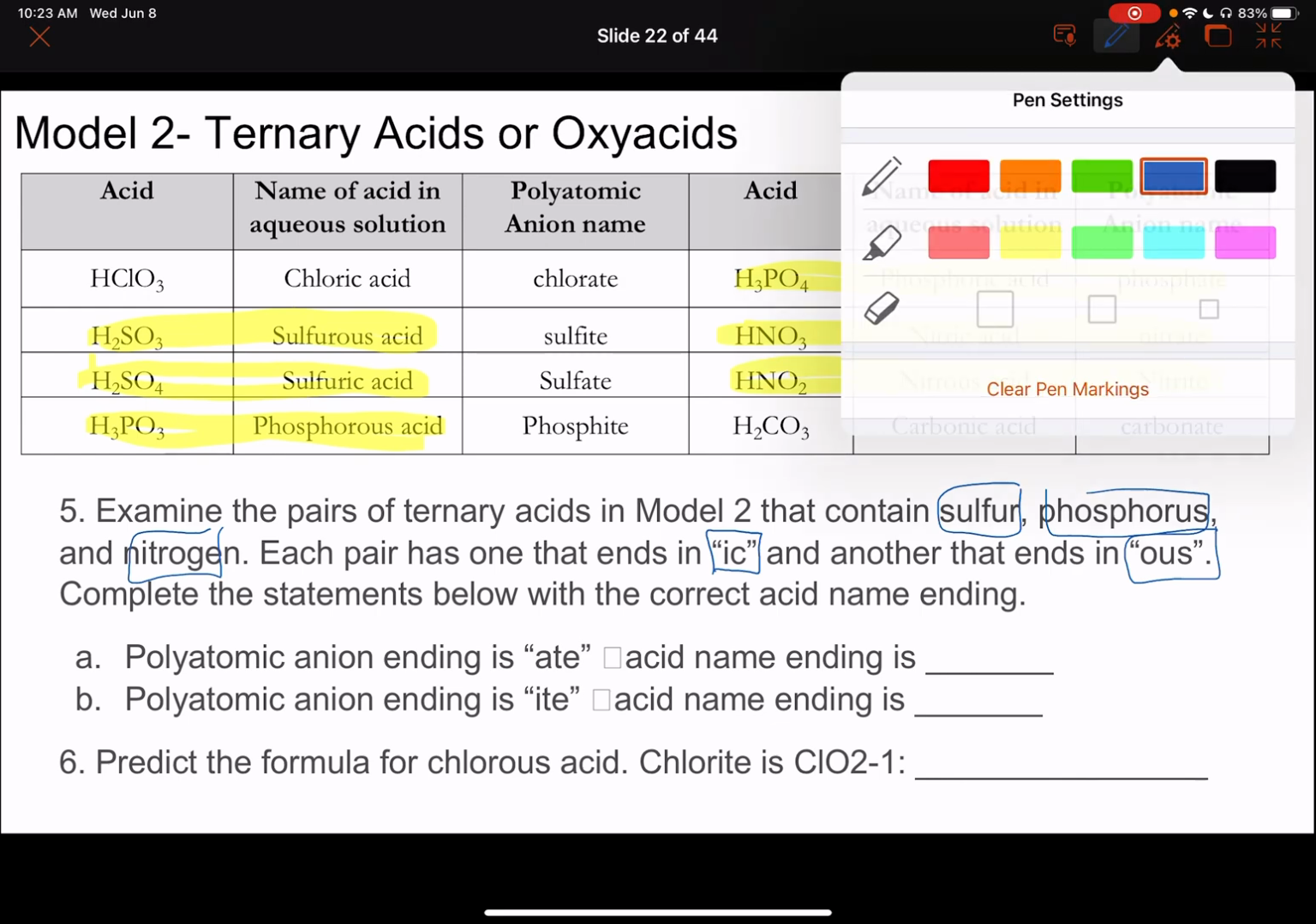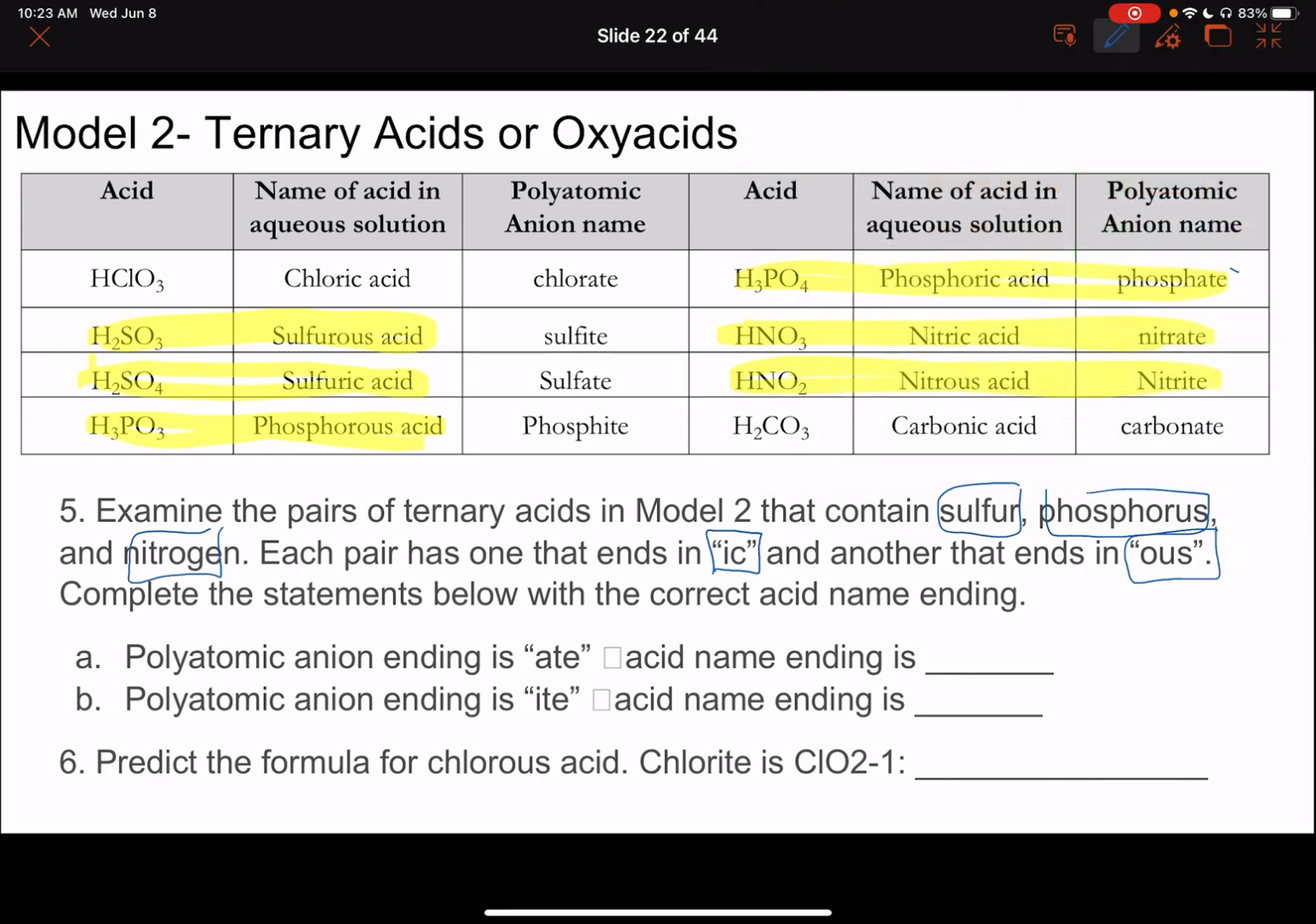So you'll notice when we're focusing on it, we have ate, and then ate, and then ate. So our ates go to what? Our ates go to ic. So if you ate too much, you feel sick, so ic. And then if we look at the reverse, we see our ending ends in ite. What happens to our acid naming? So we have ite to ous, ite to ous, and ite to ous.